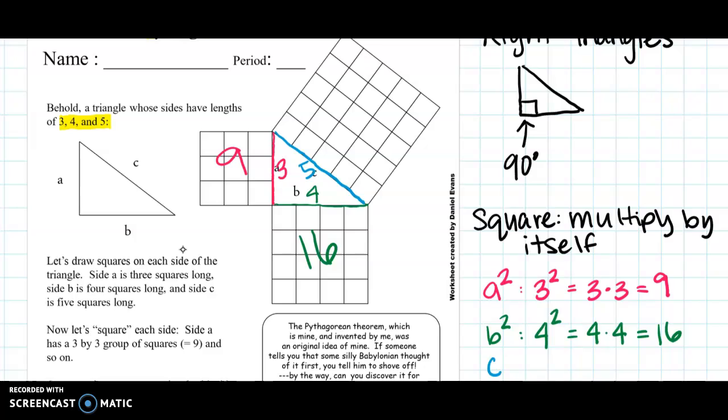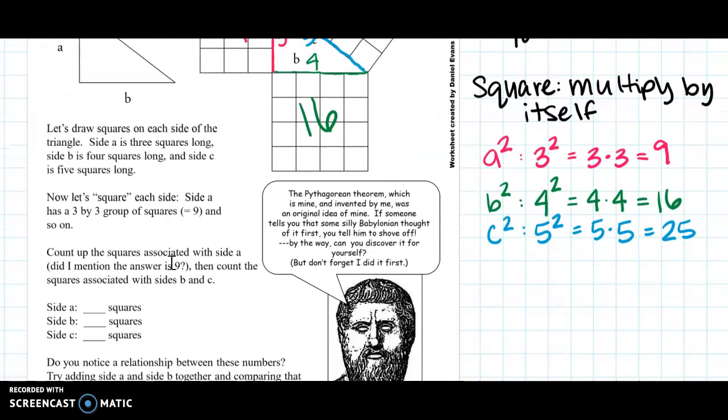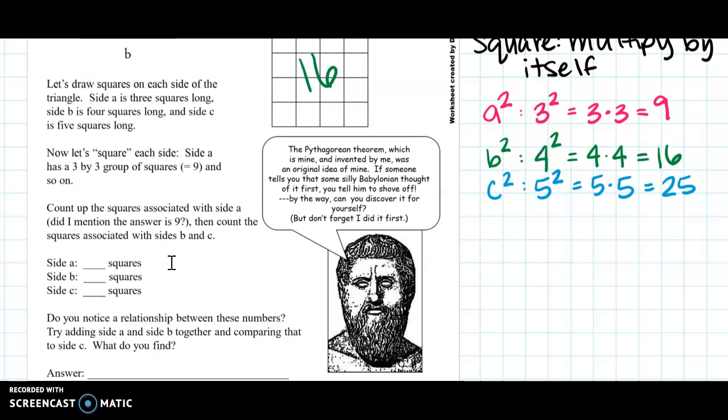And side C has a side length of 5. So the square of side C, 5 times 5, is equal to 25. There are 25 squares associated with side C. When we count up these squares, we'll notice that there's a relationship between the numbers. Side A had 9 squares, side B had 16 squares, and side C had 25 squares.